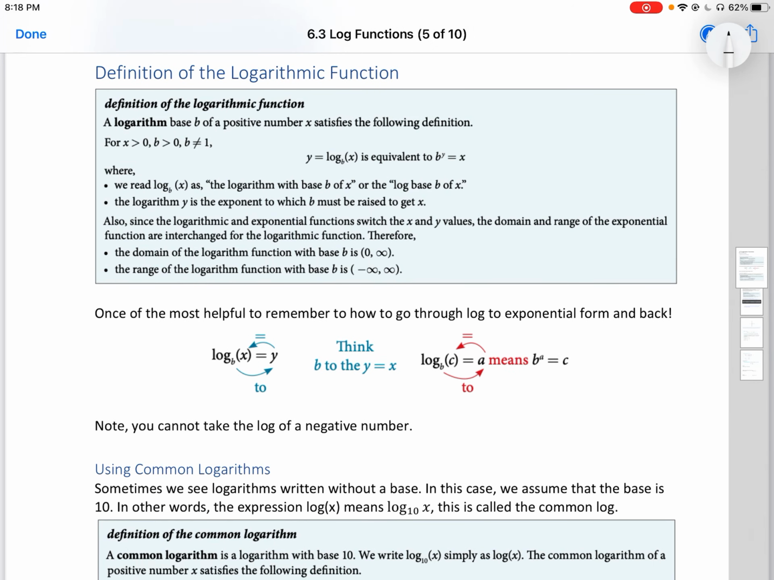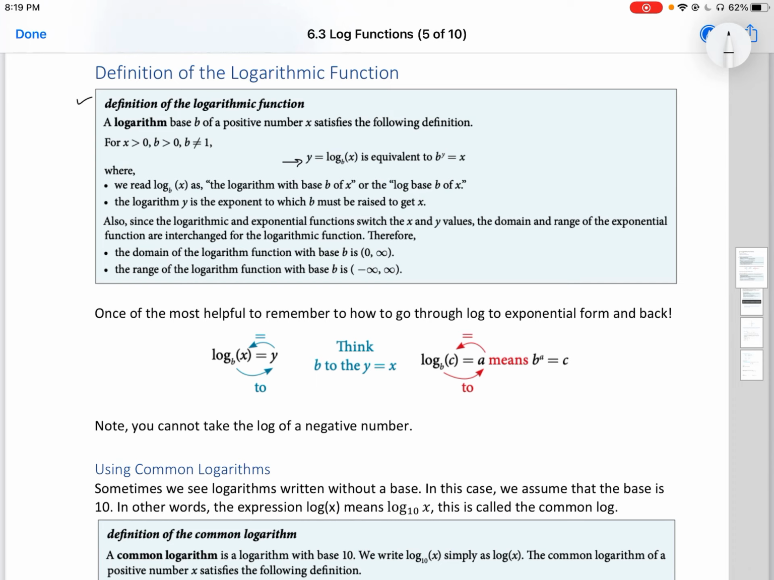So I took these notes from my pre-calculus course because I like how it defines things a bit better than our textbook. A definition of a logarithmic function. A logarithm base b of a positive number x satisfies the following definition. For x greater than 0 and for b greater than 0 where b is not equal to 1, y is equal to the logarithm base b of x is equivalent to b to the y power equals x.